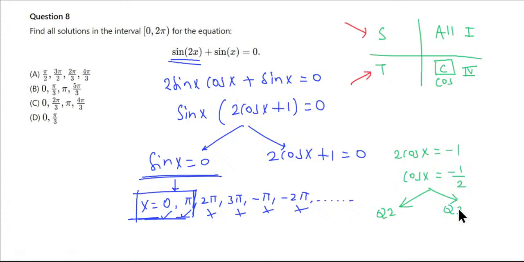So what is the reference angle? There are two ways to answer it. If you remember the unit circle pretty well, you can just think of the quadrant 2 and quadrant 3 angles where the cosine is negative 1 over 2. Or the way I do it is, I just think about the reference angle, which is basically the angle when cosine of x is just 1 over 2, as in I ignore the sign over here.